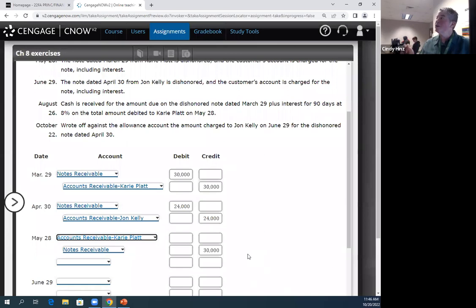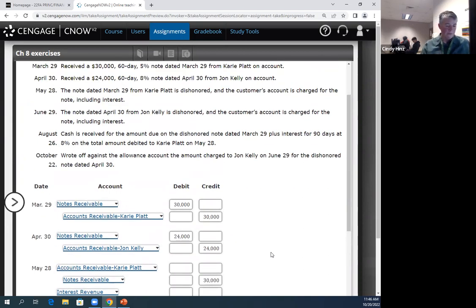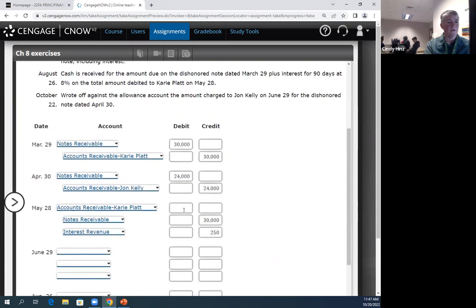But remember, Carrie agreed to pay interest. So she now owes that interest as well. And we have to calculate the interest using this simple interest formula. So back to Carrie, the note from March 29th. The principal was 30,000 times the agreed upon interest rate of 5% times 60 days out of 360 days in the year. That's $250 that Carrie now owes in interest.